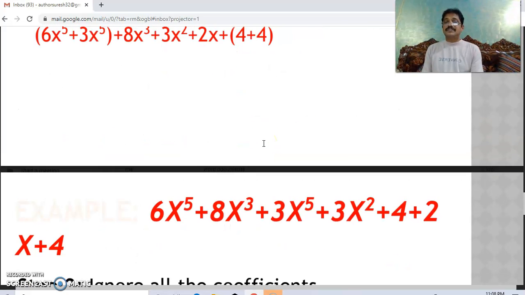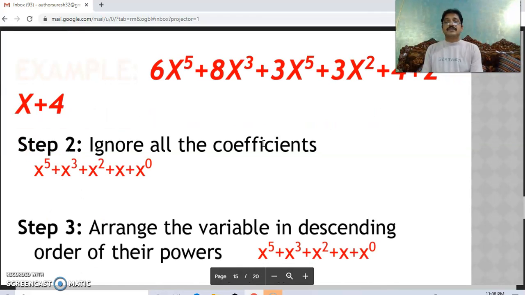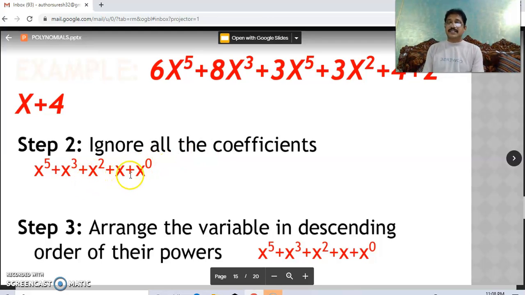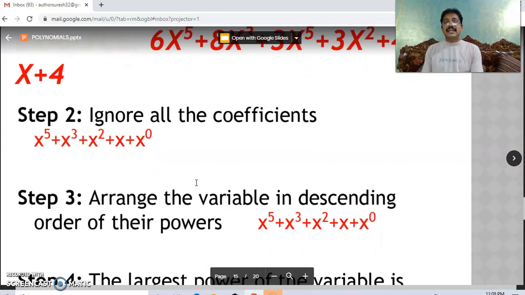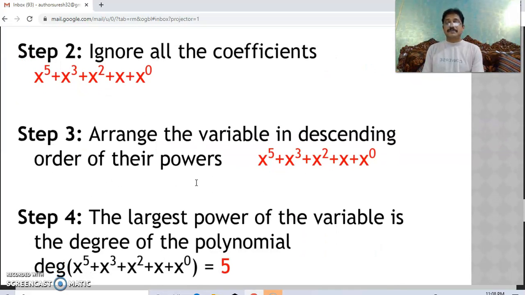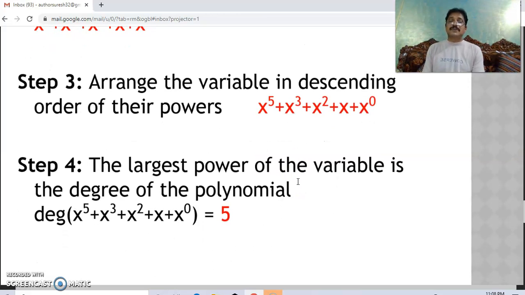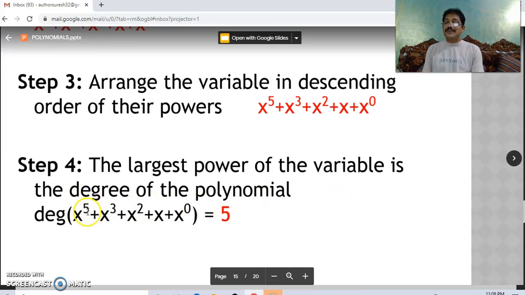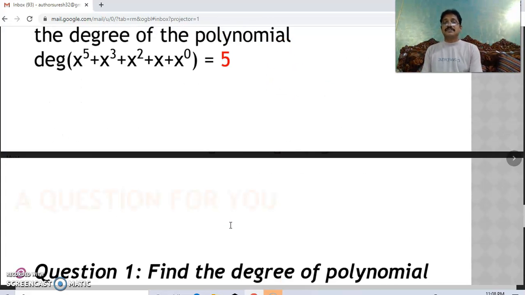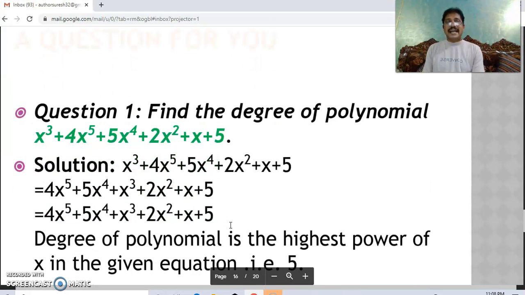Clear? After combining them, we come to an expression. Ignore all the coefficients. Here 6, 8, 3 are the coefficients. So ignore them and only consider the exponents: x^5, x^3, x^2, x^1, x^0. Then arrange them in descending order of their powers: 5, 3, 2, 1 and 0. Identify the largest power of the variable. Here the highest power is 5, so the degree is 5. So first combine like terms, then arrange in ascending or descending order as you wish, then identify the highest power.